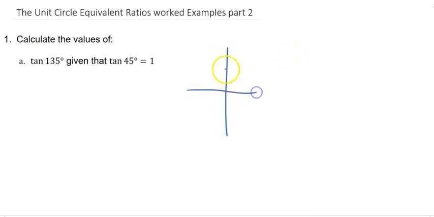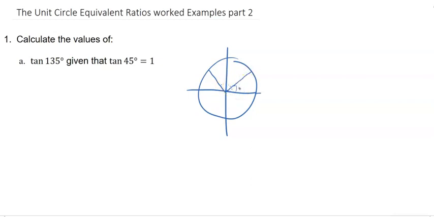We have a Cartesian plane, we have a unit circle. Calculate the value of tan 135. So if we start here, which is where we always start, and go 135 degrees around, we get to here. Alright, that's 135 degrees from there to there. Given that tan 45 degrees equals 1. Okay, let's take a look.